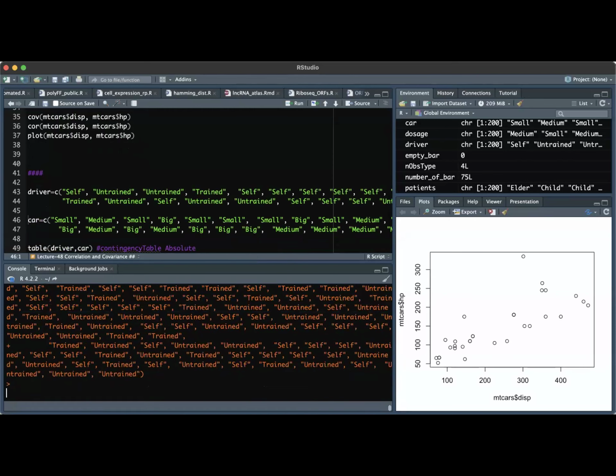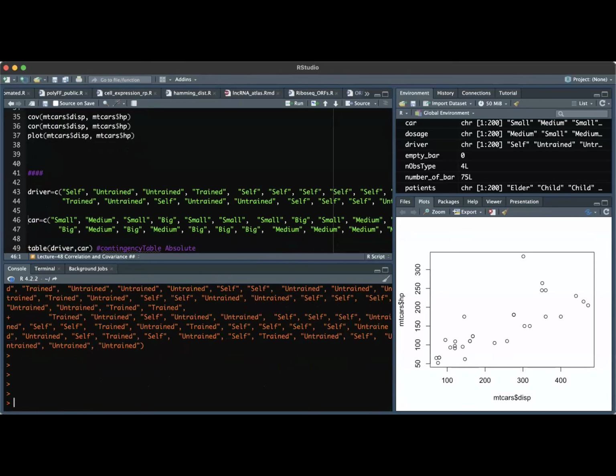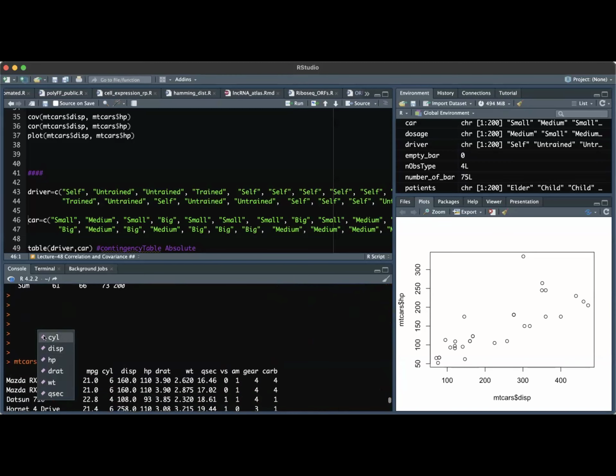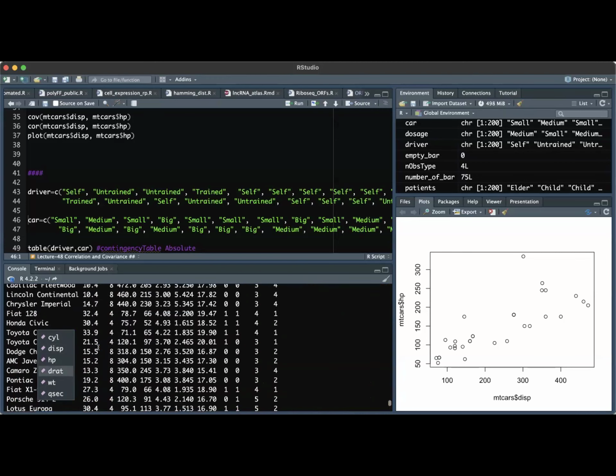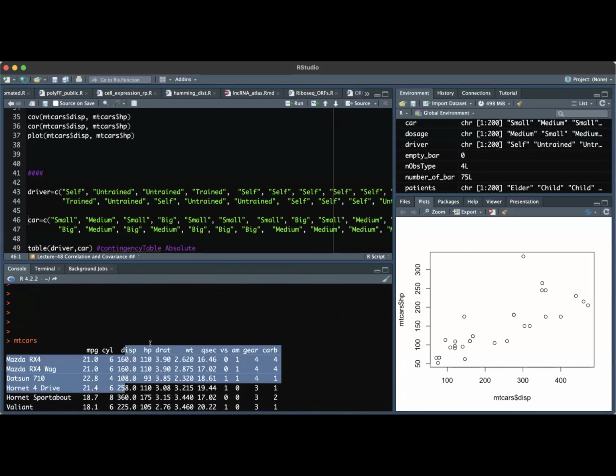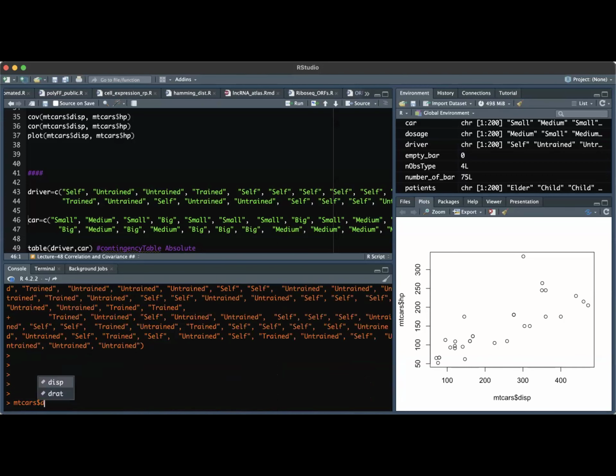If you remember the data frame, we had multiple columns. The name of the data frame is mtcars. If you put dollar, it will show all the columns that are present in the data frame. You can see all these columns: cyl, vs, disp, hp, drat. So you see all the column names. Now you just want to compare the disp column and the hp column. So how do you do it? mtcars dollar disp, comma, mtcars dollar hp.